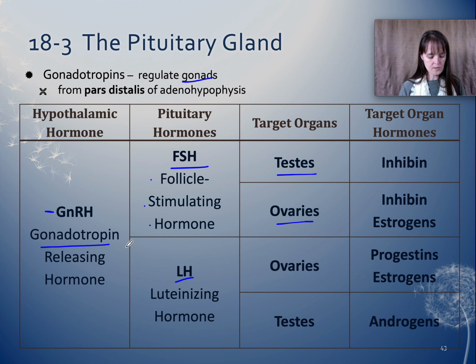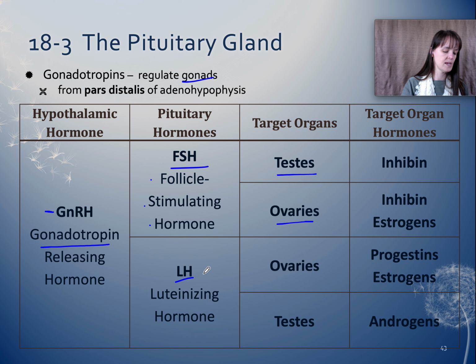So it says explain the role of FSH and LH in male and female reproductive cycles. Let's talk about follicle stimulating hormone first. Follicle stimulating hormone in women makes eggs. It develops the follicles, which make eggs, the oocytes. And in men, it stimulates the nurse cells, which make sperm.